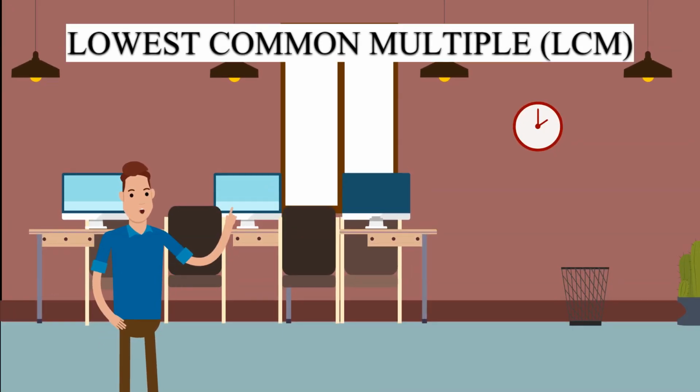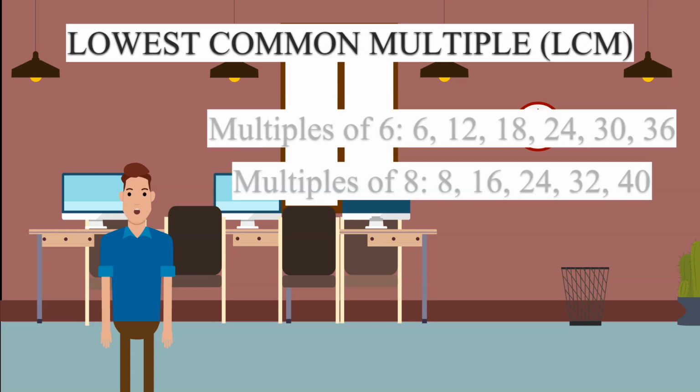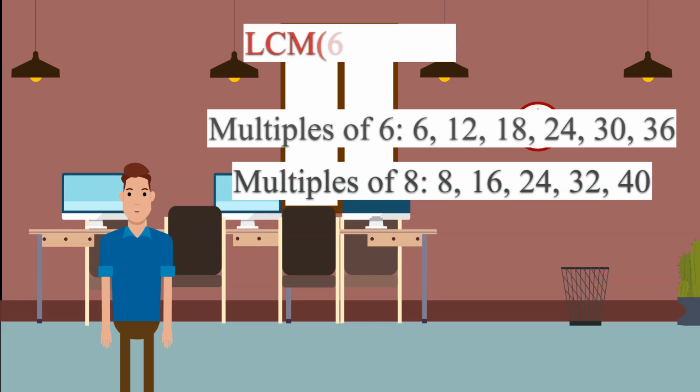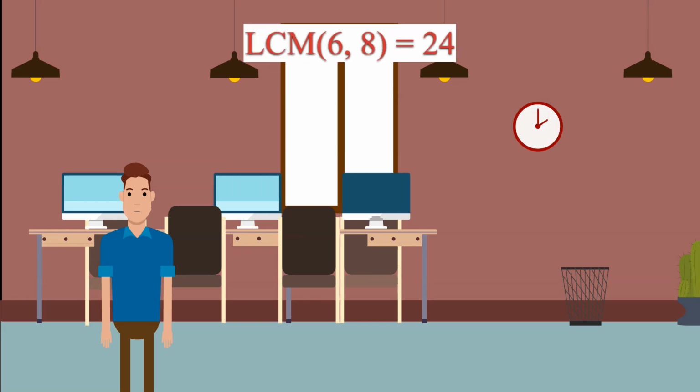The lowest common multiple is the smallest multiple shared by 2 or more numbers. Let's find the LCM of 6 and 8. First, list some multiples of each number. Multiples of 6: 6, 12, 18, 24, 30. Multiples of 8: 8, 16, 24, 32. The first number that appears in both lists is 24. Therefore, the LCM of 6 and 8 is 24.